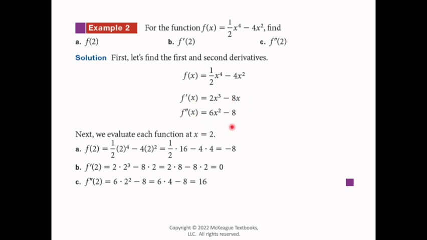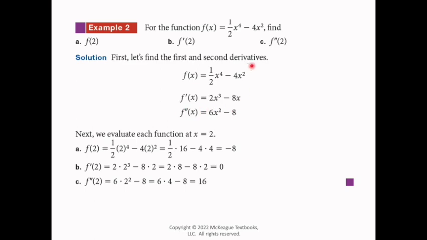Now to find the second derivative, I have to take the derivative of the derivative. So the 3 comes down in front, that's a 6, and then x to the third becomes x squared. When I take the derivative of 8x, that becomes 8, and of course bring down the minus. So now I have my first derivative and my second derivative.